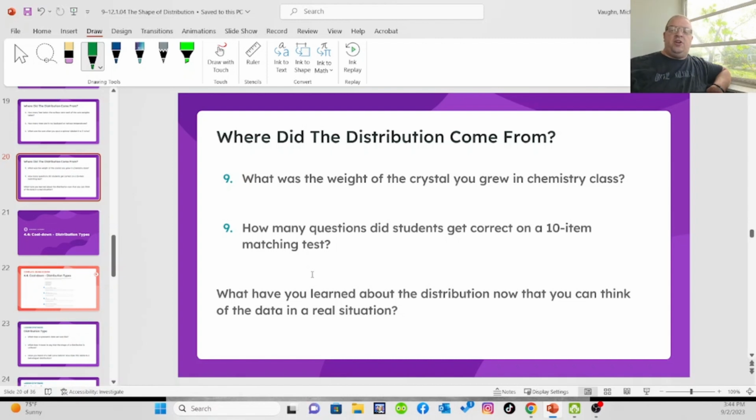Okay, so now that we've come to the end of this activity, what have you learned about the distribution now that you can think of the data in a real situation? So, is there anything that stands out to you about what we've talked about that would allow you to take the data that is given to you in a visual form, such as a dot plot or a histogram, and would allow you to understand what that data represents in a real world situation?